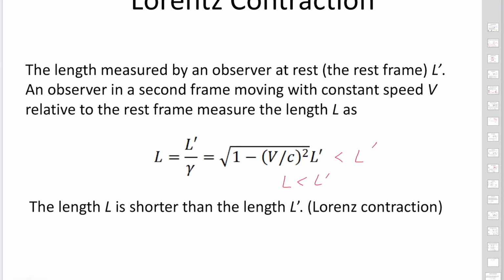So the length L is shorter than the length L prime. We call this Lorentz contraction. This is another strange conclusion from special relativity. This is the end of this session.